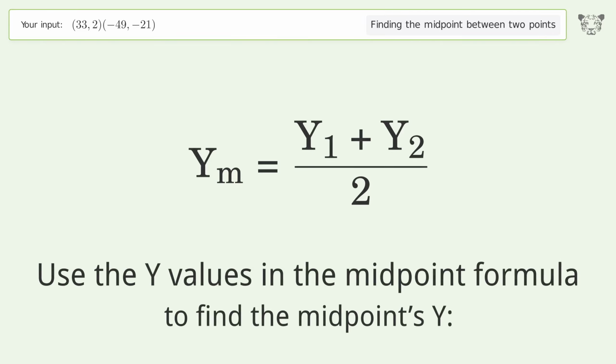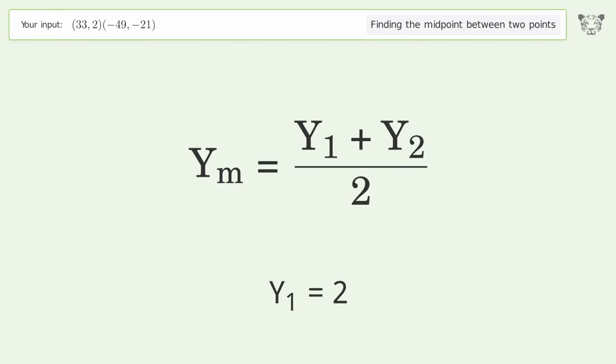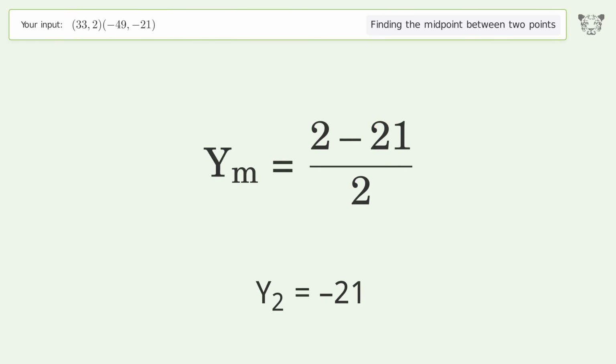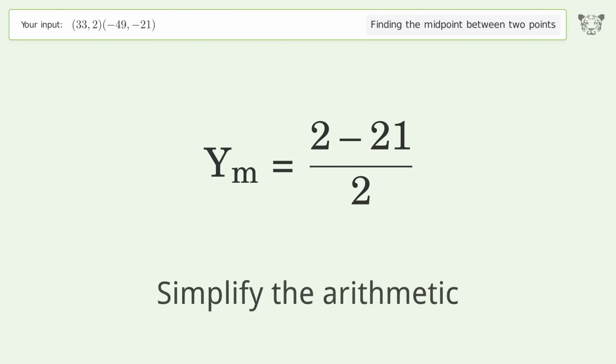Use the y values in the midpoint formula to find the midpoint's y. y1 equals 2. y2 equals -21. Simplify the arithmetic.